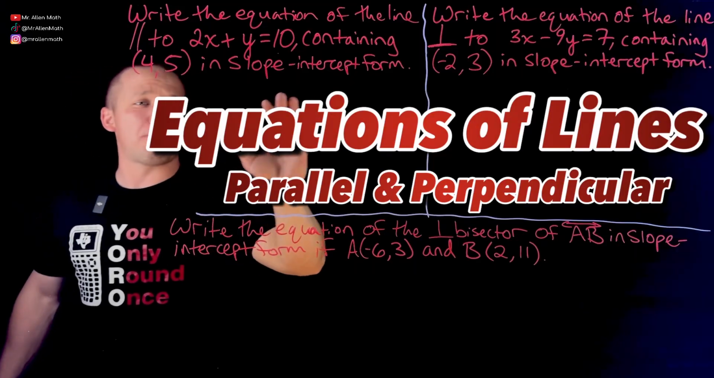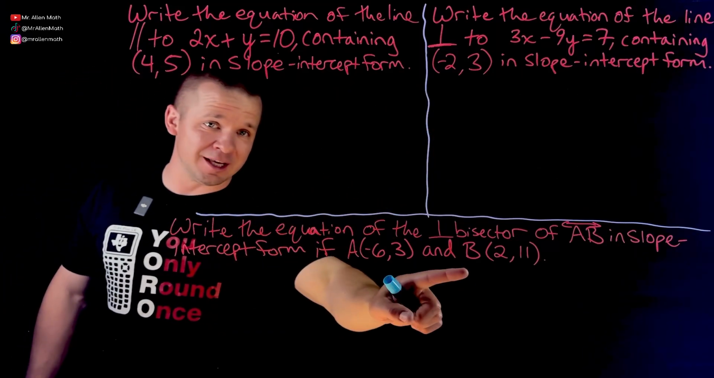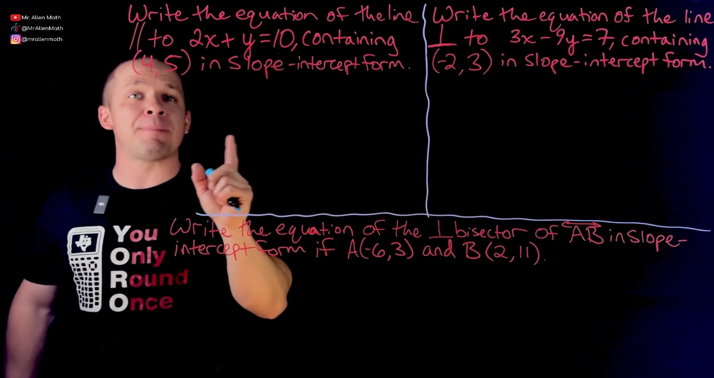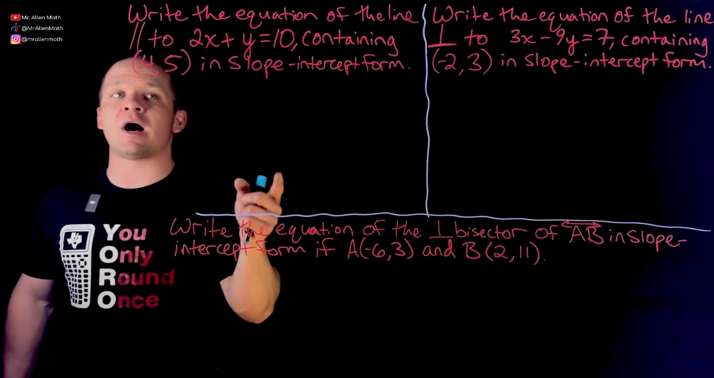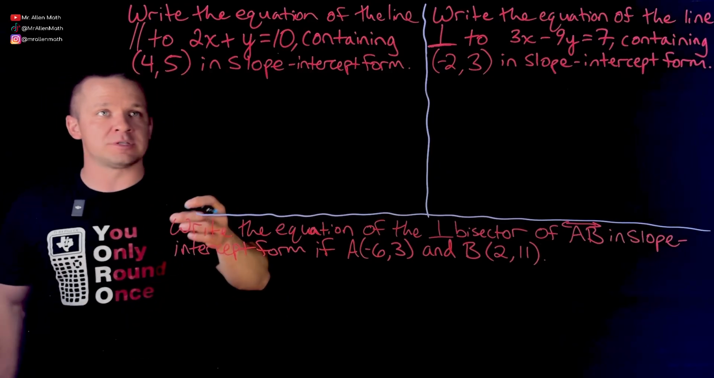We got parallel, perpendicular, and a perpendicular bisector problem. This one's going to get a little messy, so stick around. First one, though: write the equation of the line parallel to 2x plus y equals 10, containing the point (4, 5), in slope-intercept form.